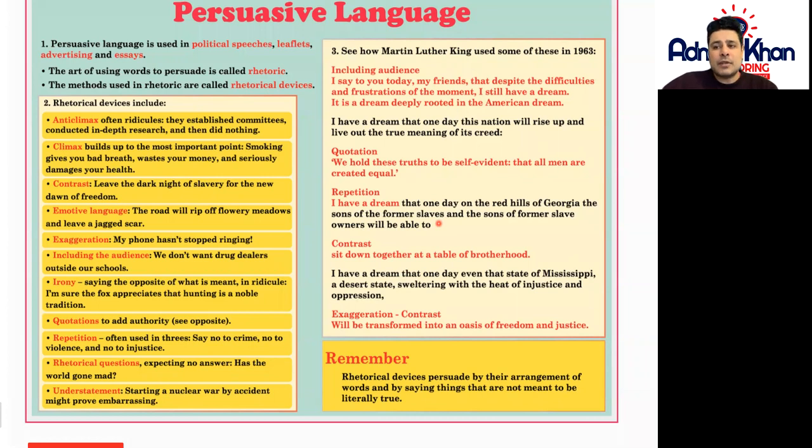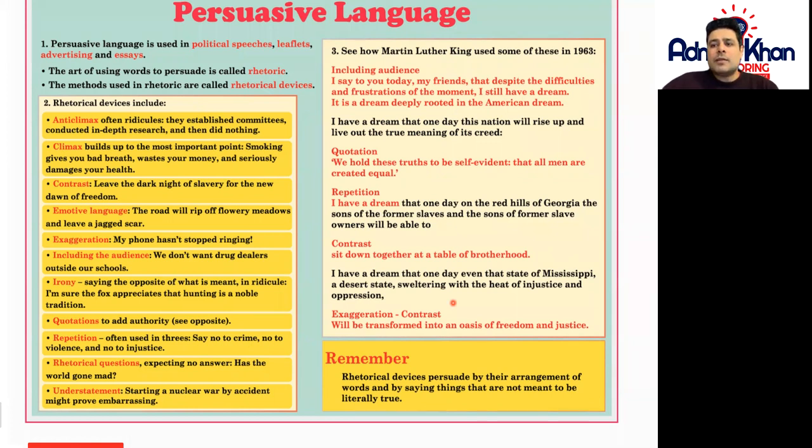So he's repeating himself: that one day on the red hills of Georgia, the sons of the former slaves and the sons of former slave owners will be able to sit down together at a table of brotherhood. There's also contrast here as well in these quotations. Basically meaning that we're all brothers, no matter whether we're black or white or any other color for that matter.